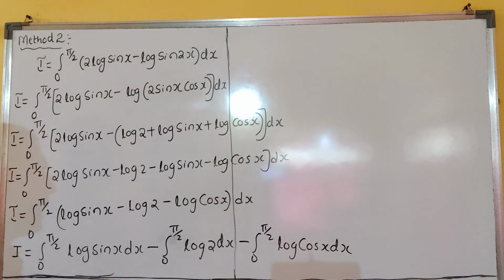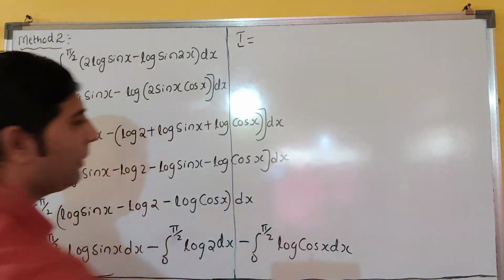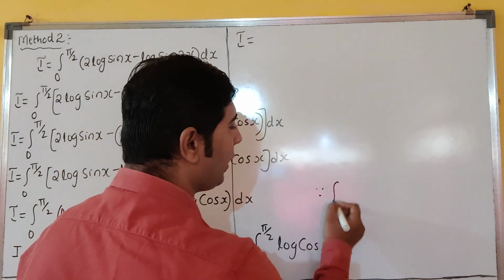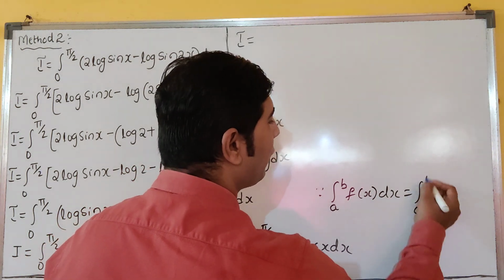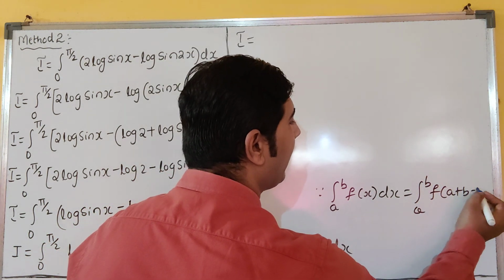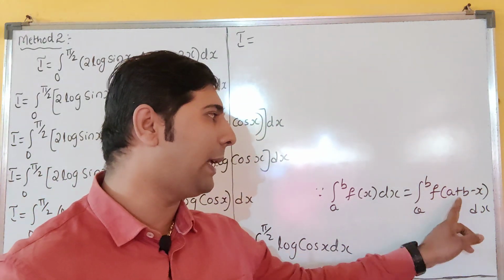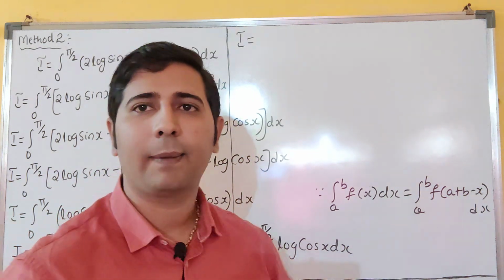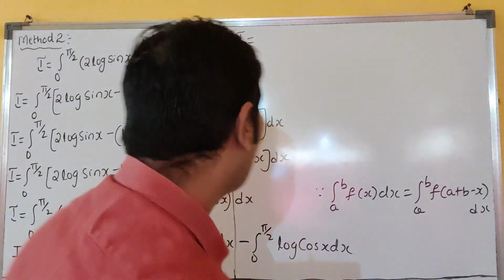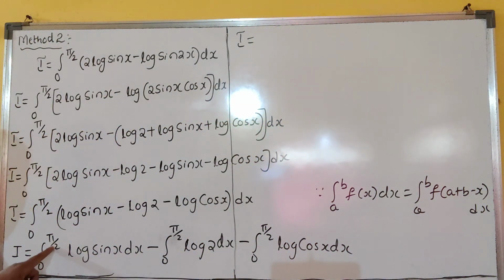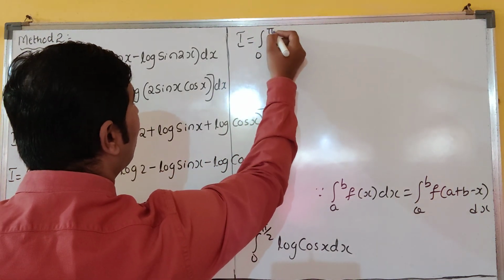Clear? Now see, how to solve this one? You know the King formula. What does the King formula say? We have just discussed it. Integral a to b of f of x dx is equal to integral a to b of f of a plus b minus x dx. The King formula says this only. Where x is there, you replace it by a plus b minus x. What is a now? Here you see, I will apply it for this: integral 0 to pi by 2 of log.